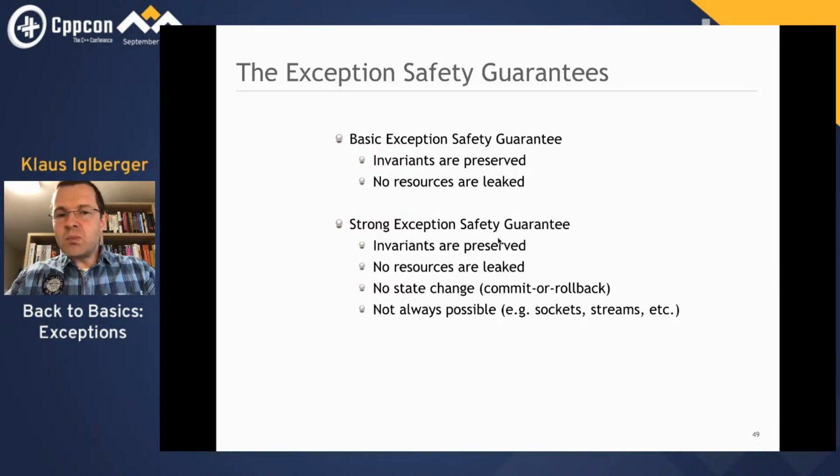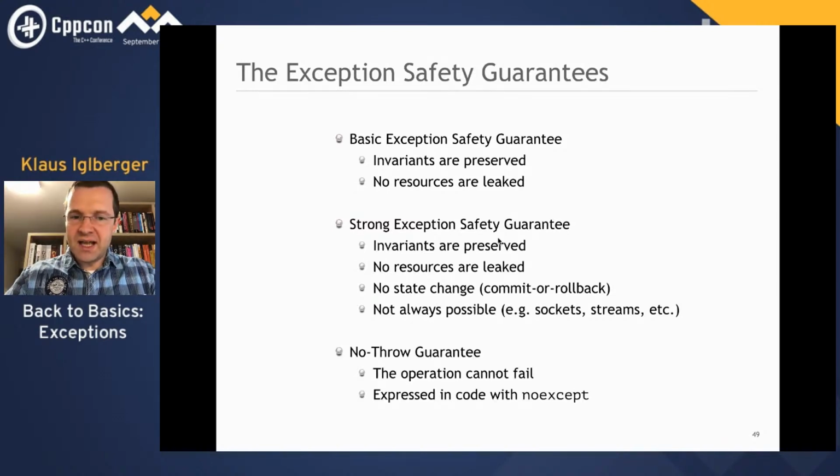And there is even one more guarantee, an even stronger exception safety guarantee, and that one is called the no-throw, or sometimes also known as the nofail guarantee. That guarantee simply says the operation cannot fail. It will not throw an exception. And this is nowadays explicitly expressed in code with noexcept, which I'll talk about a little later. So these are the 3 exception safety guarantees.